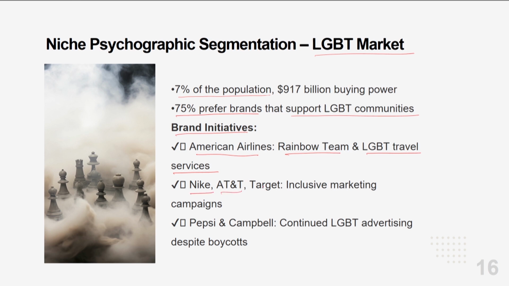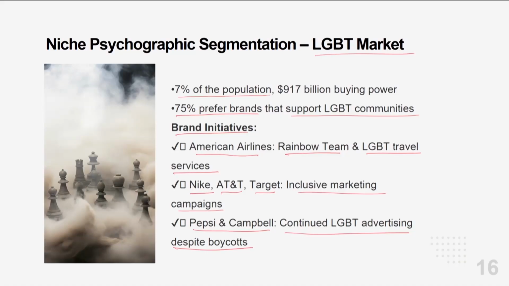Brands like Nike, AT&T, Target had inclusive marketing campaigns to normalize the societal viewing of the LGBTQ community. And so that's why they found favor with that particular niche audience. Pepsi and Campbell also continued their LGBT advertising despite facing boycotts from regular users. Some of them were too conservative to take these ideas on. The conscious choice here was Pepsi, Campbell, etc. They felt that if we supported this audience, this audience would give us a lot of value in terms of monetary purchases and what have you. And that outweighed whatever negative bounce was coming from the people boycotting.